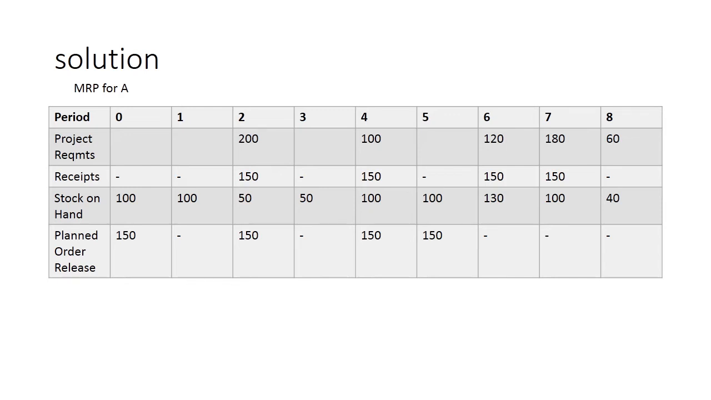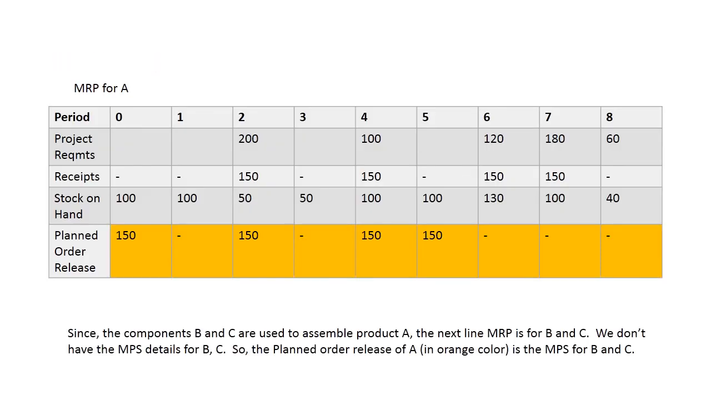Now, this is the MRP for product A. Now we have to do similarly for component B and C and D. But we don't have the master production schedule for B and C. So we need to take the planned order release of A as the master production schedule for B and C. So planned order release for A is 0th week 150, 2nd week 150, 4th week 150, and 5th week 150. So this is the projected requirement.